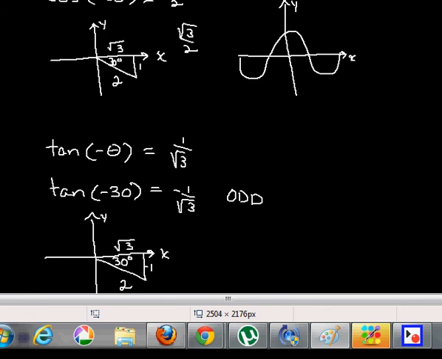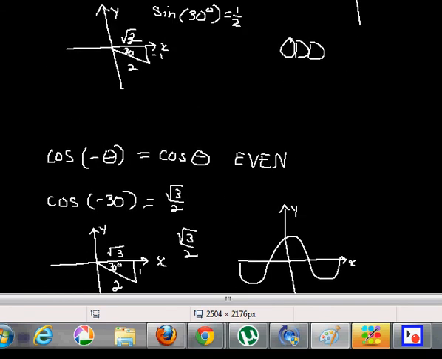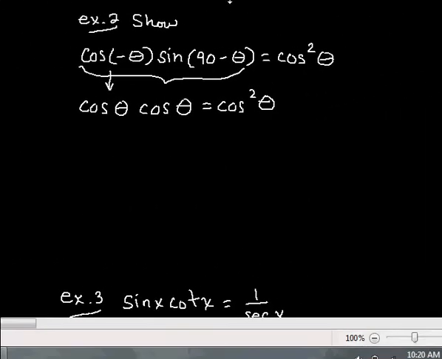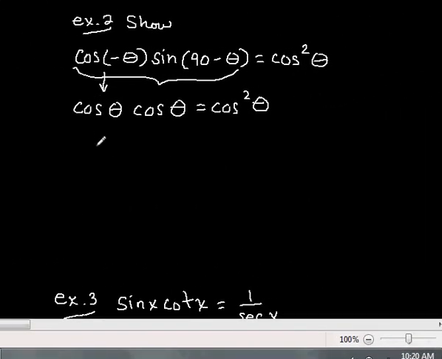Let's try one more proof. So finally we have cosine theta times cosine theta is cosine squared theta equals cosine squared theta, and we proved it. So that's all there is to proving. You complete one side and it has to equal the other side.